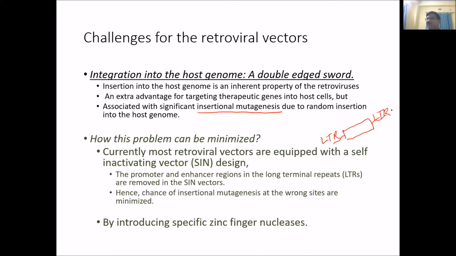And these long terminal repeats are responsible for enabling the viruses to be integrated in wrong places particularly, or converting the proto-oncogenes into oncogenes. So what the scientists have done, they have removed the promoters and enhancer regions in the long terminal repeats. So if the long terminal repeats are inserted now, there will be no promoter and no enhancer here. And as there is no promoter here now, even if the LTR is introduced, it cannot convert any proto-oncogene into an active oncogene.